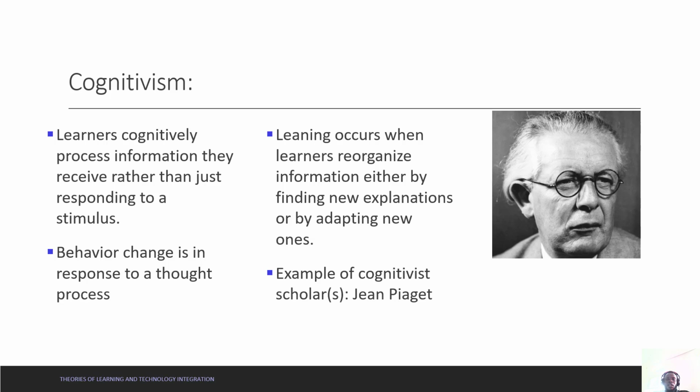In contrast, cognitivism focuses on the idea that students process information that they receive rather than simply respond to such information. Even though a behavior change is still evident in cognitivism, the responses involve thinking and processing of information. In cognitivism, learning occurs when the student reorganizes information either by finding new explanations or adapting old ones. An example of a well-known cognitivist is Jean Piaget.